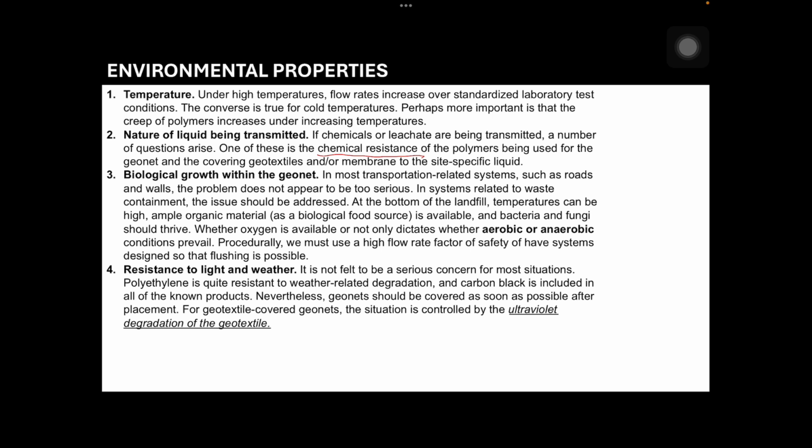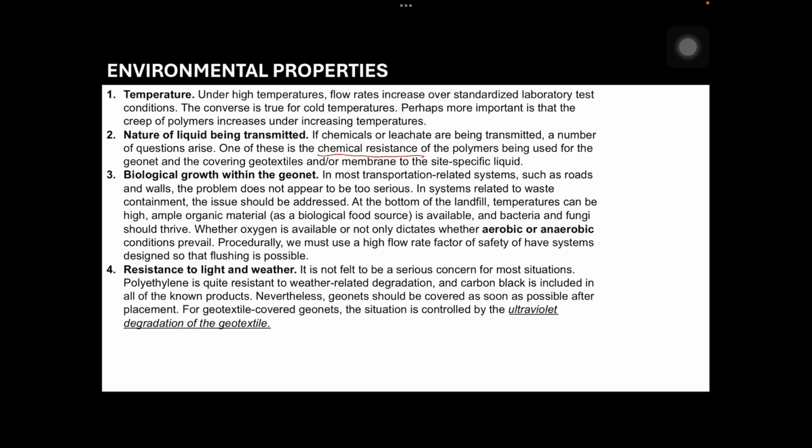In most transportation-related systems, such as roads and walls, the problem does not appear to be too serious. In systems related to waste containment, the issue should be addressed. At the bottom of the landfill, temperatures can be high. Ample organic material as a biological food source is available. So, bacteria and fungi could thrive. Pwedeng mag-live yung bacteria doon.